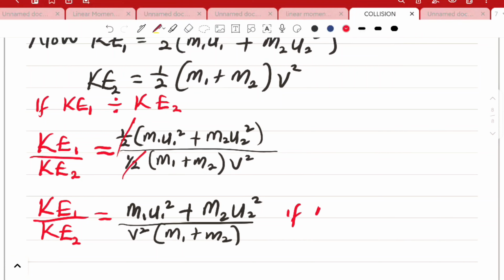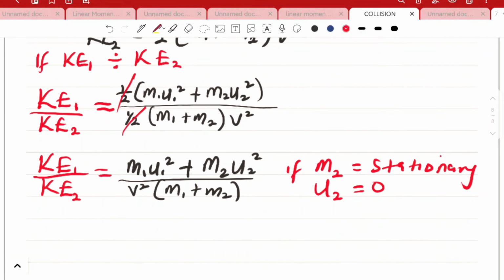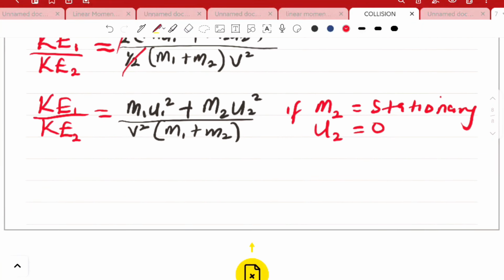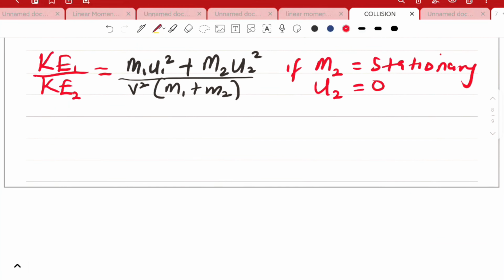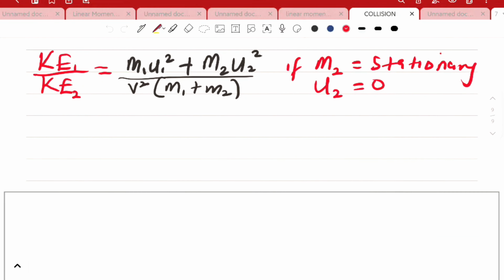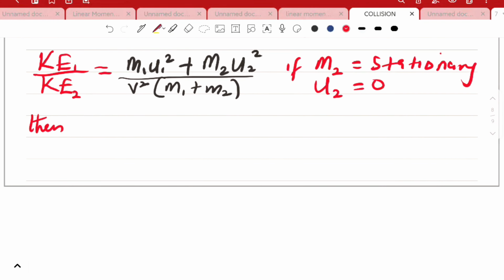So take note of this. If m2 is static, recall that u2 will become 0, isn't it? Because m2 doesn't have initial velocity. So with that being said, we need to substitute that into the equation above. Is that clear? So we're going to substitute u2 to be 0 into the equation above.